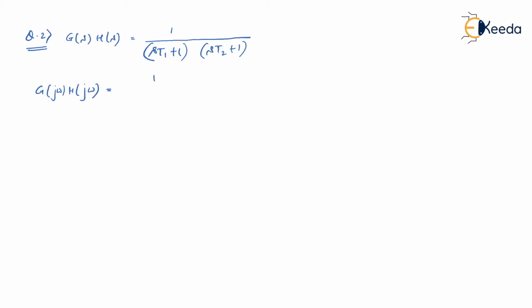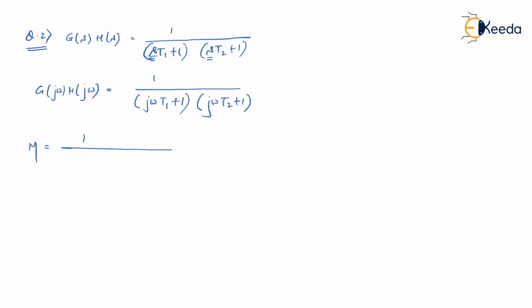This will become 1 over, what we have in the denominator is j omega T1 plus 1. As you can see, I am just replacing s, rest of the term I am keeping as it is. Then again replacing s with j omega T2 plus 1. Once we have this, then we can calculate magnitude and phase. So how do we calculate the magnitude? Very simple. The magnitude is actually numerator magnitude divided by denominator magnitude. So numerator magnitude is 1 itself, and let's see what happens at denominator.